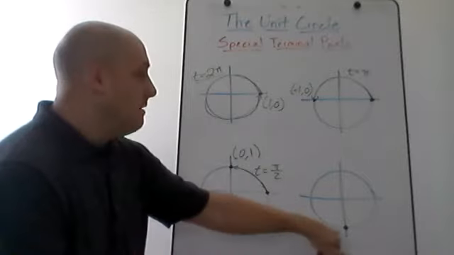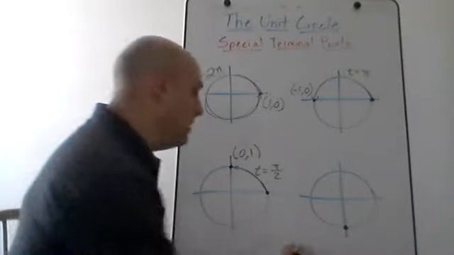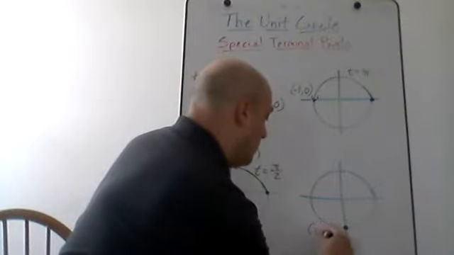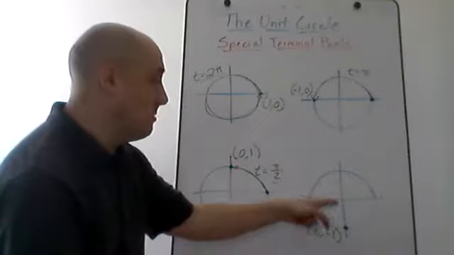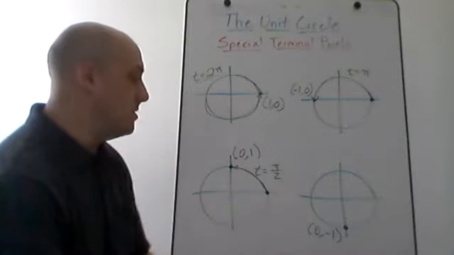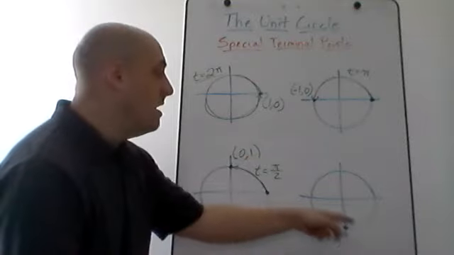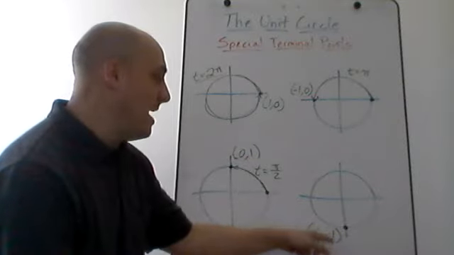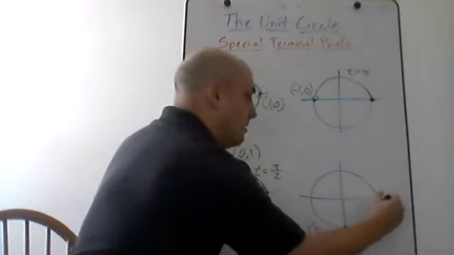All right, so for the last terminal point we'll talk about here, on the negative y-axis, I know that my coordinates are going to be 0, -1. Right? X is 0 because I'm on the y-axis. I travel down 1 unit because the radius of that unit circle is 1. When I travel 1 unit down on the y-axis, I end up at y equals -1. So the terminal point there is 0, -1.